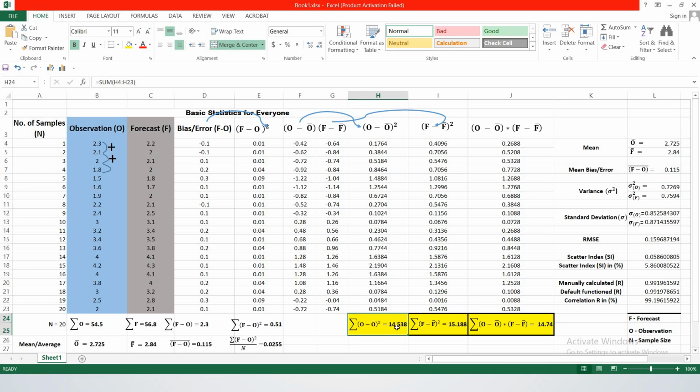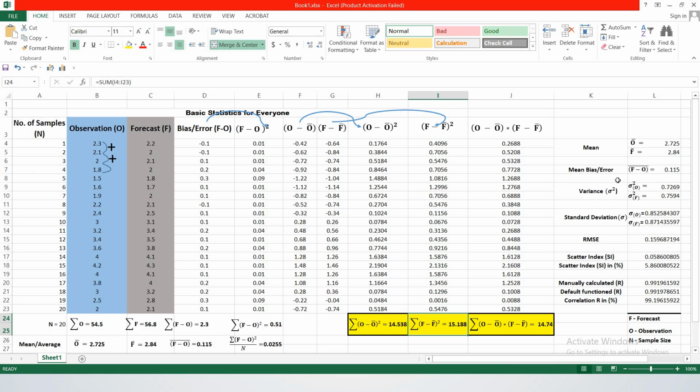So I divided H24, that is sigma (O minus O bar) squared, which is 14.538, by N, that is 20. This is what I did: H24 by 20, so that I can get the variance for the observation. Similarly, I also get the variance for the forecast, that is I24 by 20. I24 is nothing but sigma (F minus F bar) squared, that is 15.188 by 20, so that I can get the variance for the forecasted data.